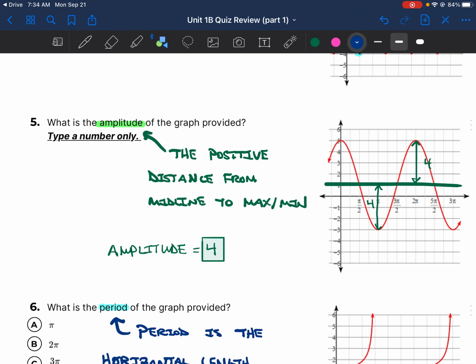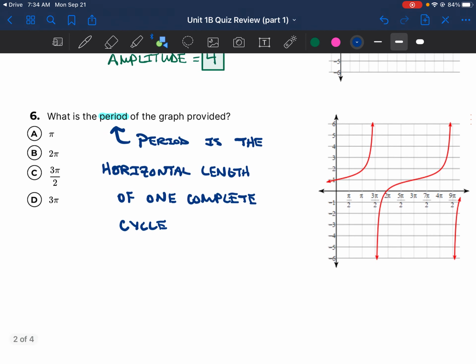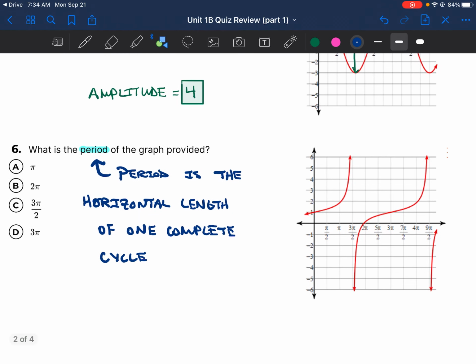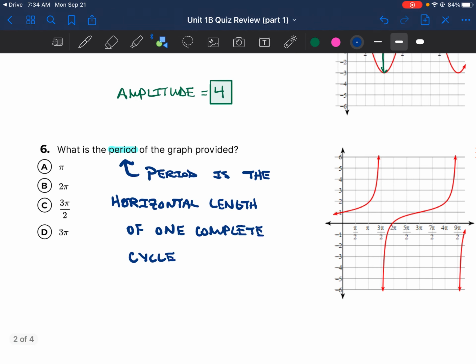Okay. Looking at number 6 now. Again, we want to find the period of the graph provided. Notice this one is different from number 4 in that number 4 looked like either a sine or a cosine wave. Number 6 looks like a tangent function. So same idea though, the period is still the horizontal length of one complete cycle.